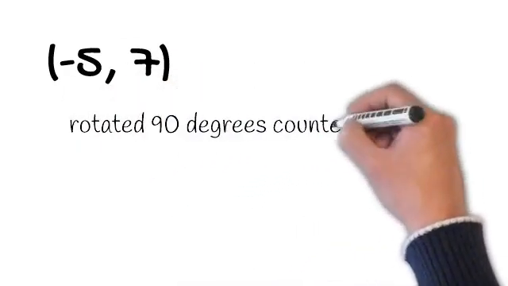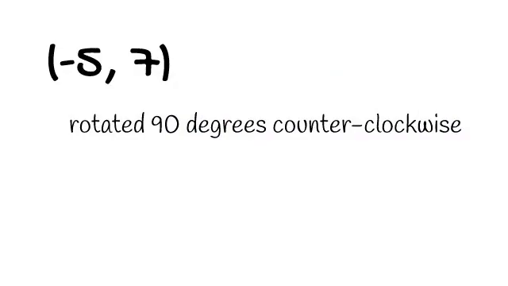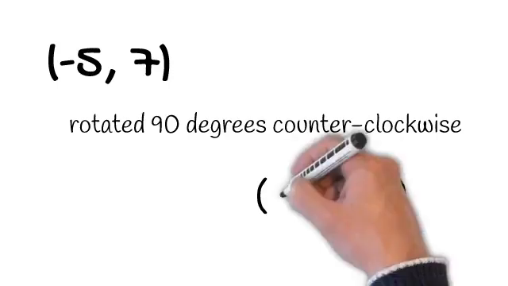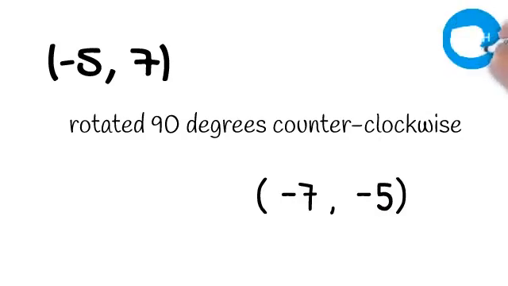Now let's do this without a graph. We're going to take the point -5, 7 and rotate it counterclockwise 90 degrees. Now we know that we're going one step of 90 degrees, so the 7 and the 5 are going to switch. Now we started in the second quadrant, we ended up in the third, and in the third quadrant, both the coordinates are negative. So we know it's -7, -5.